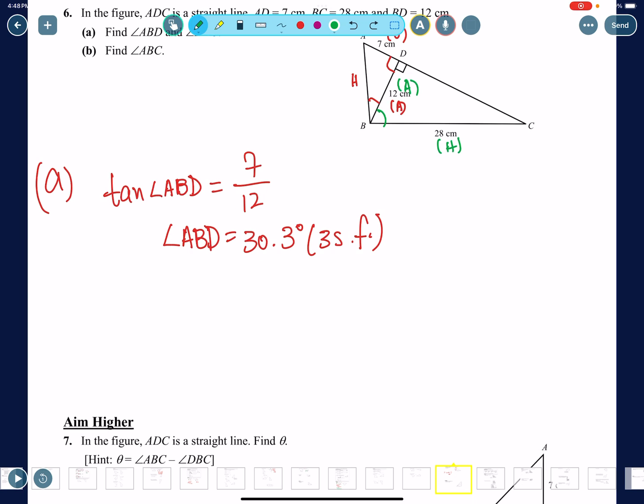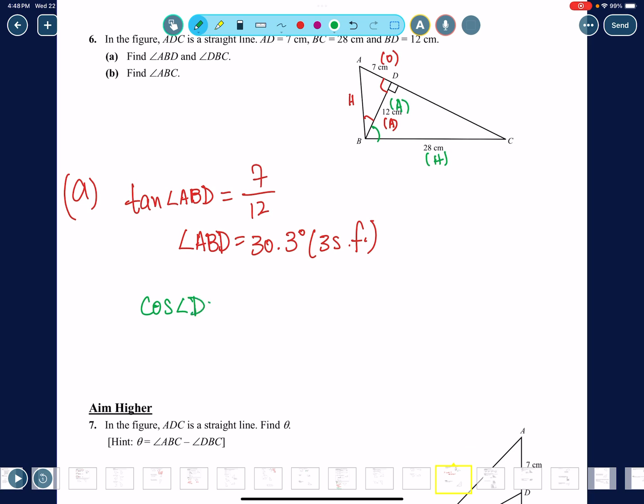Usually I will find the hypotenuse first. I'll label the hypotenuse first because it confuses with the adjacent side sometimes. Hypotenuse, adjacent, cosine. Cosine angle DBC equals A over H. So A is 12 and H is 28. So angle DBC, shift cosine, 12 divided by 28 is 64.6 degrees, 3SF. ABC, so very easy. ABC, you just add these two angles together. So I'm not gonna do that.